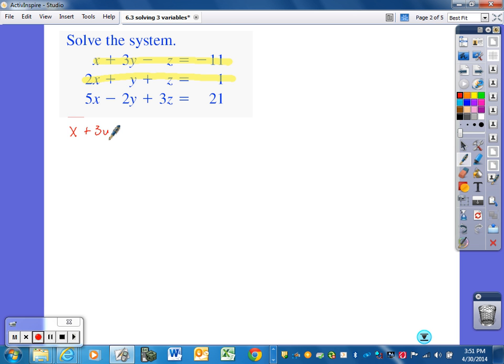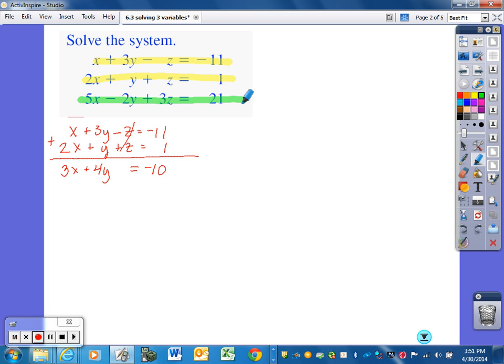x plus 3y minus z equals negative 11. 2x plus y plus z equals 1. And I said we're simply going to add down. 3x plus 4y, my z's dropped, which is my purpose, equals negative 10. So I got the first 2 down to 2 variables. So now I have no choice but to pick the last equation and one of the other 2. And since this has the negative z, I'm going to pick this one.